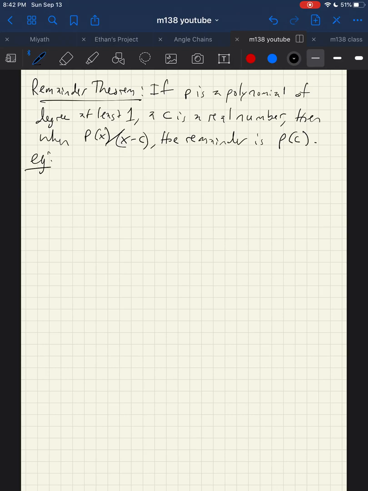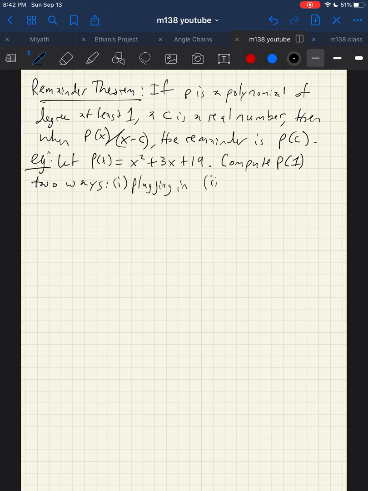So let's do an example of this. Let p of x equal x squared plus 3x plus 19. And let's compute p of 1 two ways. First, by plugging in, and second, by using the remainder theorem.